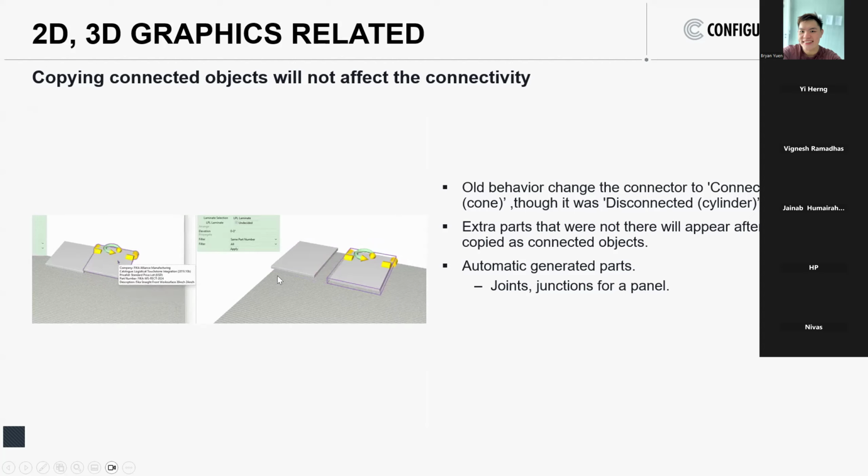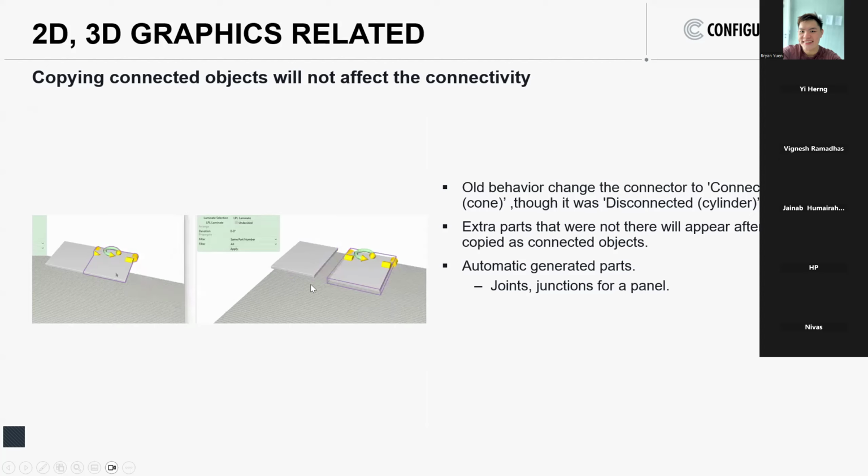So this has a slight impact on manufacturers, where extra parts that were not supposed to be there will appear in the BOM after being copied, as the connected object may have automatically generated parts, for instance, joint junctions for a panel. So this fix will make the copying of objects that are not connected stay as it is.